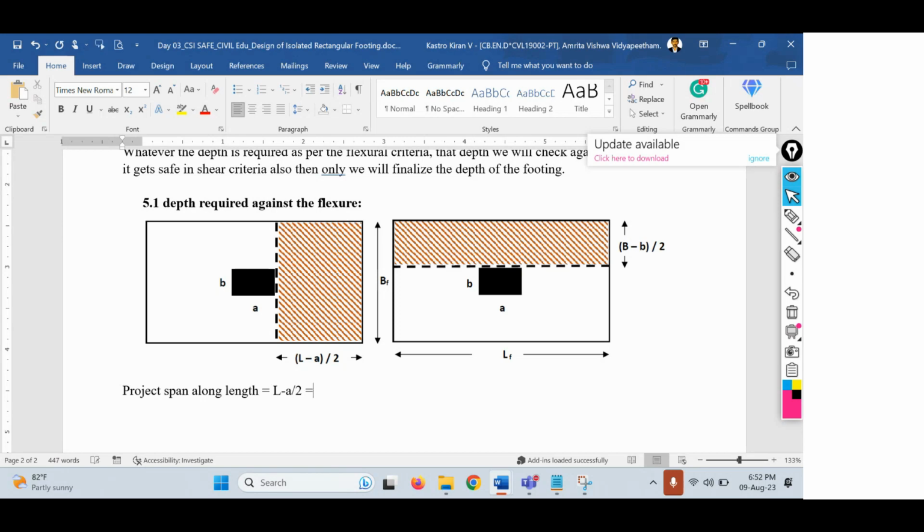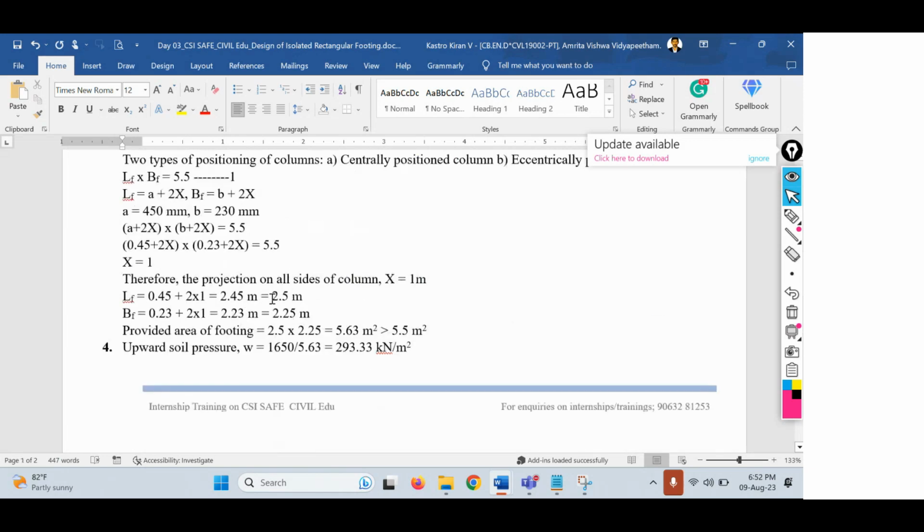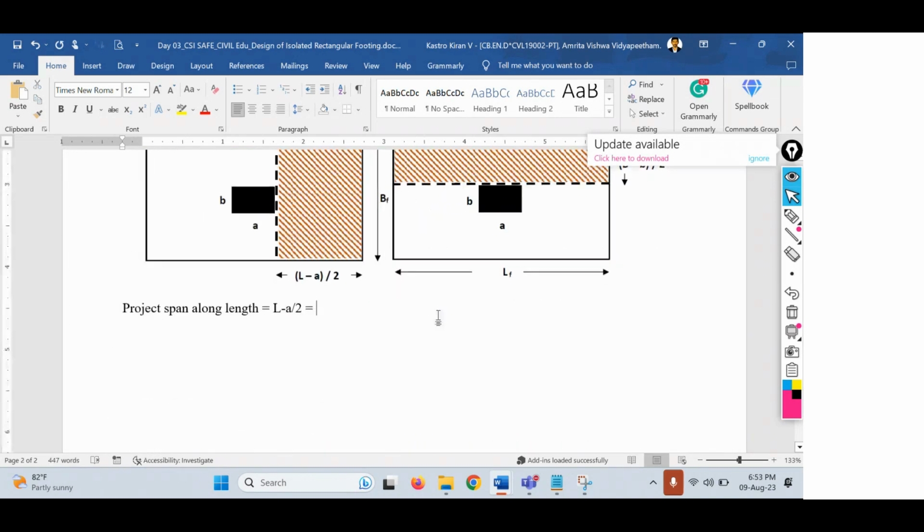So what is the total length of the footing? The total length of the footing is 2.5 meters. Okay, this one. So the length of the footing is 2.5 meters and the width of the footing is 2.25 meters. So length of the footing equals 2.5 meters minus, what is the longer side of the column?